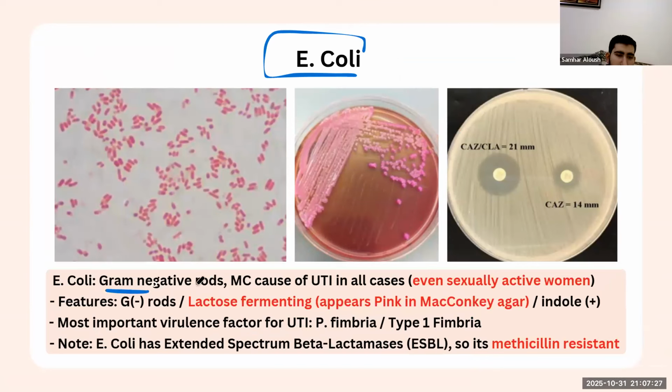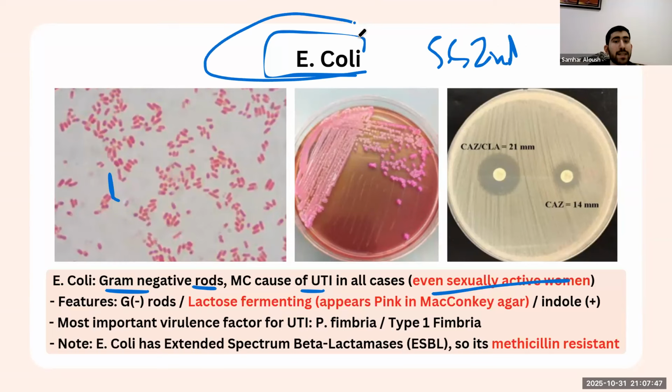E. coli is gram negative rods, so it will look like a line, and pink because it's gram negative. It's the most common cause of UTI even in sexually active women. Sexually active women have a high chance of developing UTI from something called Staph saprophyticus, but that's not the most common cause. That's the second most common cause.